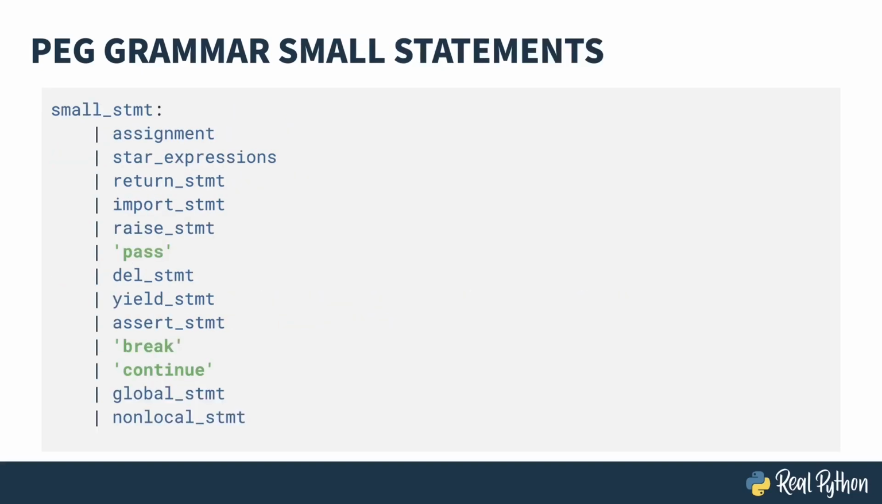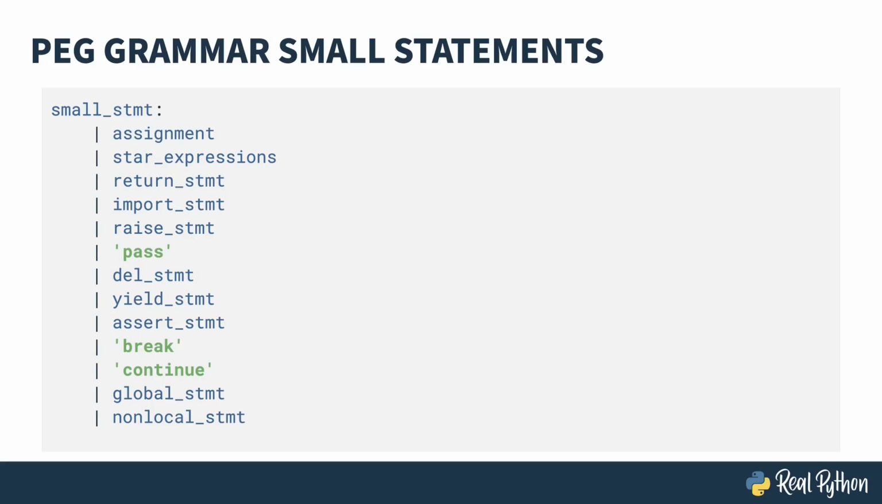Digging into small statement, and you're starting to see things here that actually feel familiar to a Python programmer. A small statement can be an assignment, a star expression, a return statement, an import statement, raise, pass, delete, yield, assert, break, continue, global, or non-local. Grammar further defines all of these concepts, but you get a sense here that the small statement is kind of like the atom inside of the expression.